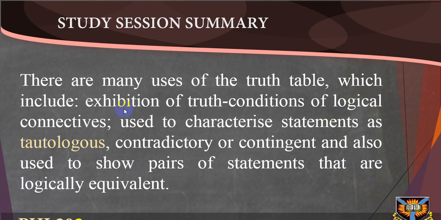There are many uses of the truth table. The truth table can be used to exhibit the truth conditions of logical connectives. It can be used to characterize statements as tautologous, contradictory, or contingent. It can also be used to show pairs of statements that are logically equivalent. A statement that is true in all possible worlds is called a tautology, while a statement that is false in all possible worlds is said to be contradictory. A statement is contingent when it is neither tautologous nor contradictory.